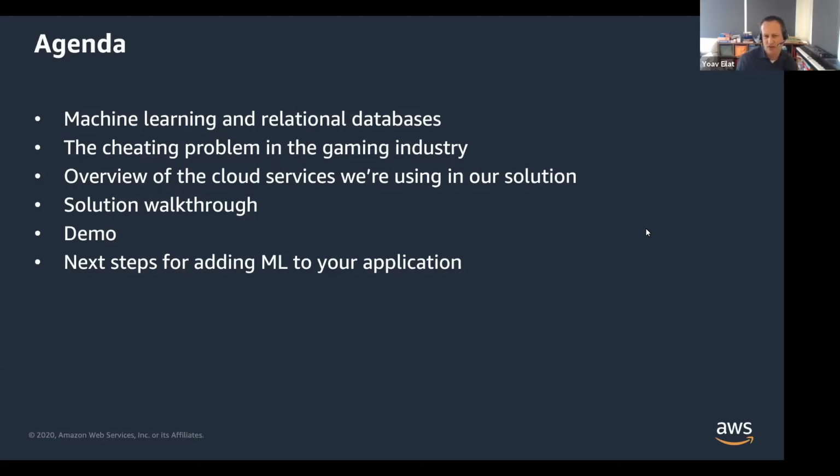We'll look at the cloud services that we're using. Obviously, we work for AWS, so we're using AWS examples, but I think the same type of ideas you could probably use with other databases or other clouds if they have similar capabilities. We'll do a walkthrough of our solution using a game that was developed here at Amazon, and we'll show some algorithms that can detect specific types of cheating, and we're going to look at 3 types today. And then some next steps for how you can add machine learning to your application, whether it's a game or whether it's other types of applications.